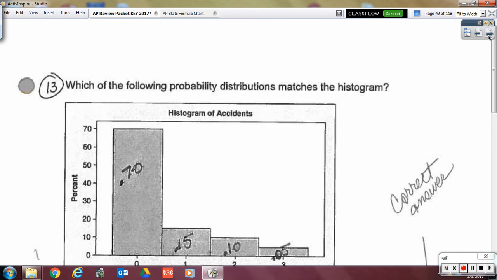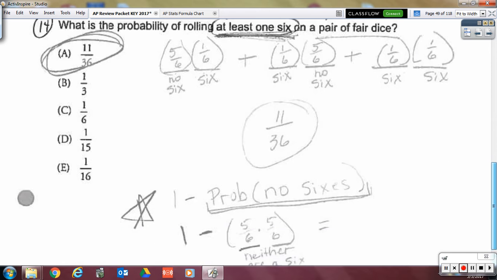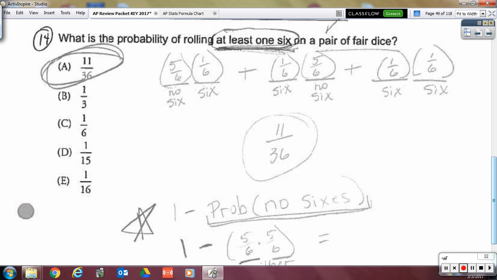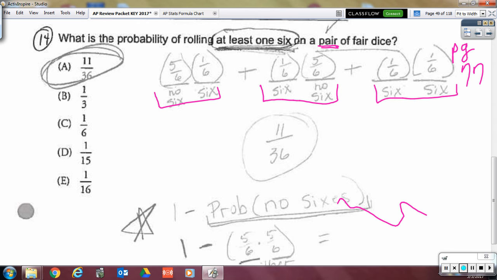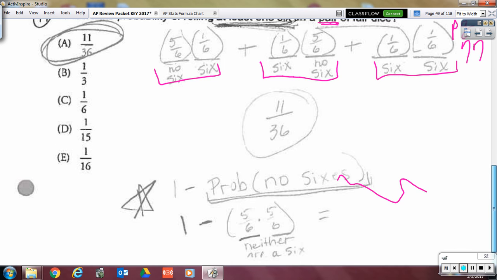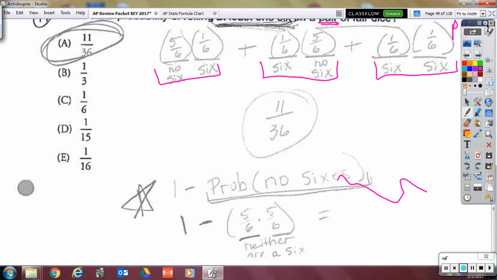All right, if you go to page 77, I also want to make sure that you know how to do problems about the probability of at least one. Listing all the combinations is not fun. In this case, when we had the probability of at least one 6 on a pair of dice, you could list out all of the possible combinations and add those up. But it's easier with 1 minus the probability of none.